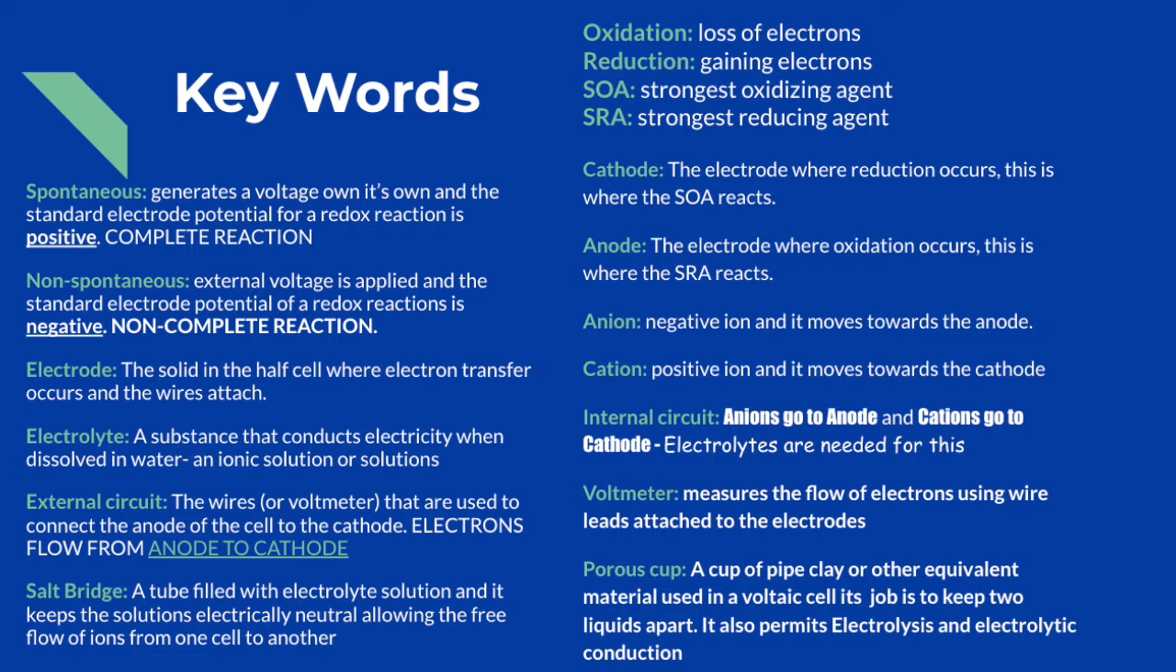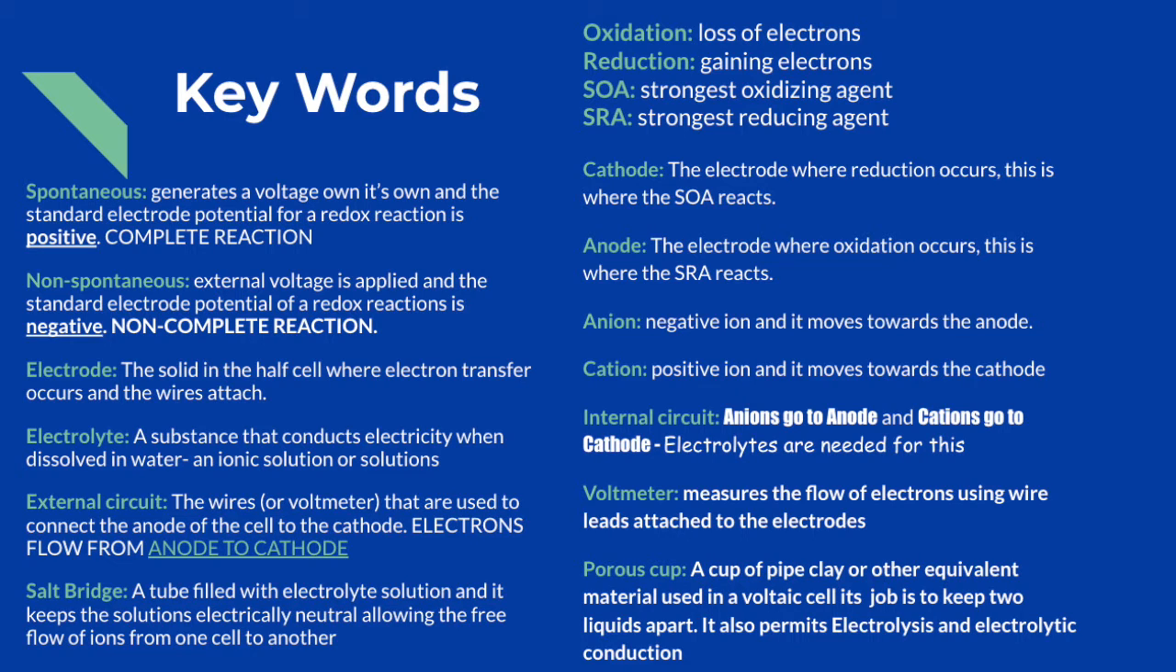First, we're going to start off with some keywords, and the first keyword is spontaneous. A spontaneous reaction occurs when a cell generates a voltage on its own, and the standard electrode potential for a redox reaction is positive. Complete reaction. The next is non-spontaneous, when an external voltage is applied to a cell and the standard electrode potential of a redox reaction is negative. This is a non-complete reaction.